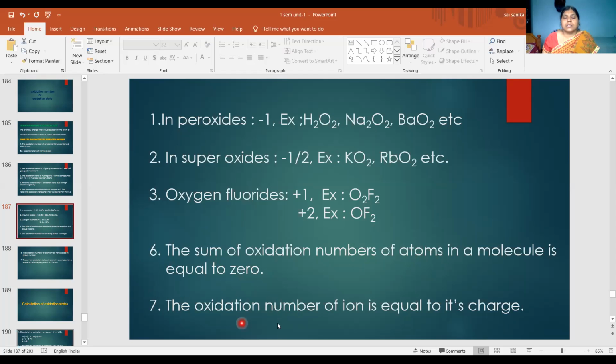Then, the oxidation number of an ion is equal to its charge. Simple ion: if you take Na plus, what is its oxidation state? Whatever the charge present on it, that will be the oxidation state. So for Na plus, +1 is the oxidation state. Mg 2 plus has a charge of +2, so its oxidation number is +2. Al 3 plus has a charge of +3, so its oxidation number is +3.